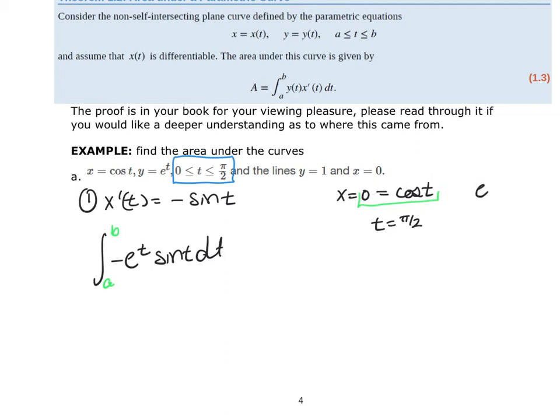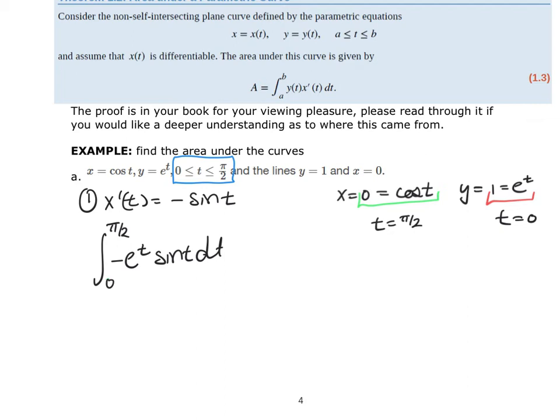So I have y is equal to 1, which is equal to e to the t. Now, if I focus in on this part, then I know the only time that happens is when t is equal to 0. So my upper bound is going to be the larger number, and that's pi over 2. My lower bound is going to be the smaller number, and that's 0. And now I'm going to integrate this by parts.